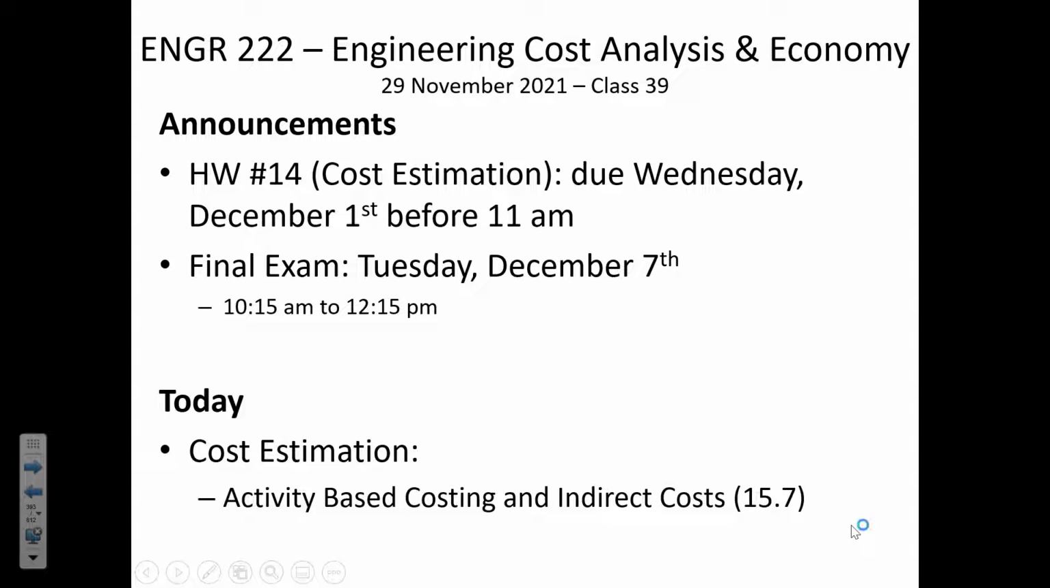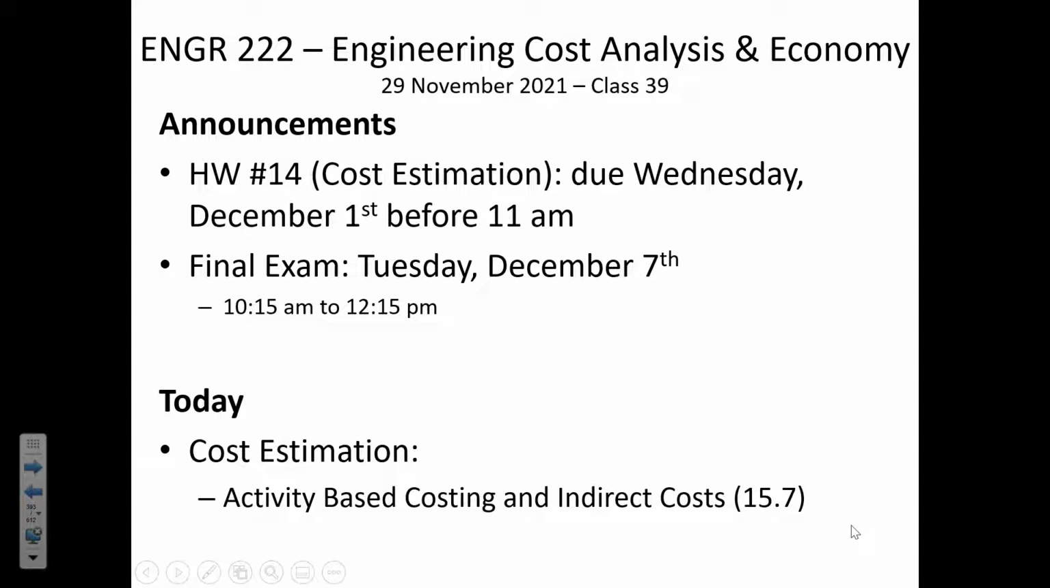A couple of announcements here. Now, we've been working on a variety of different methods for cost estimation, and all of those wrap up into just a single homework assignment, and that's the last assignment of the semester. Homework 14 is due before class on Wednesday. And then the only other thing for us to discuss is the final exam, which for this day and class time, we're scheduled to have on Tuesday, December 7th, so that's a week from tomorrow, from 10:15 to 12:15.